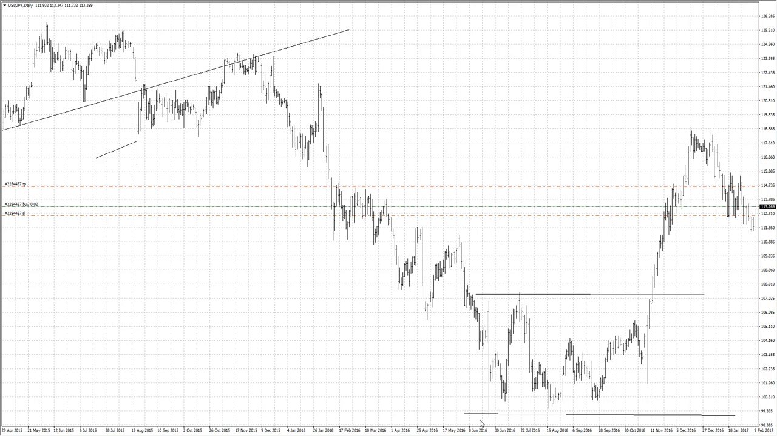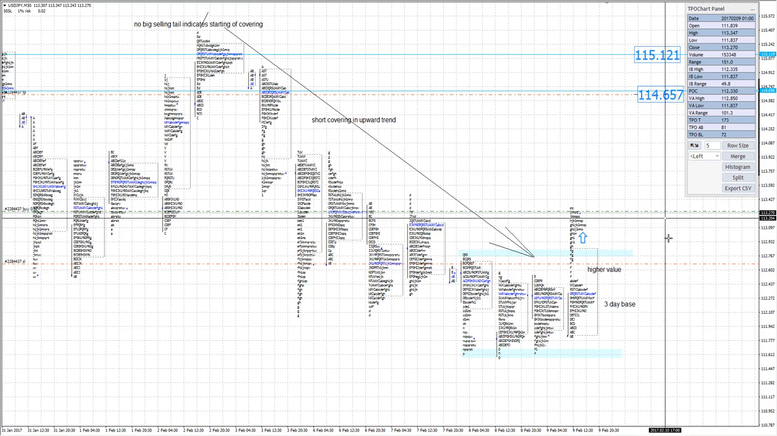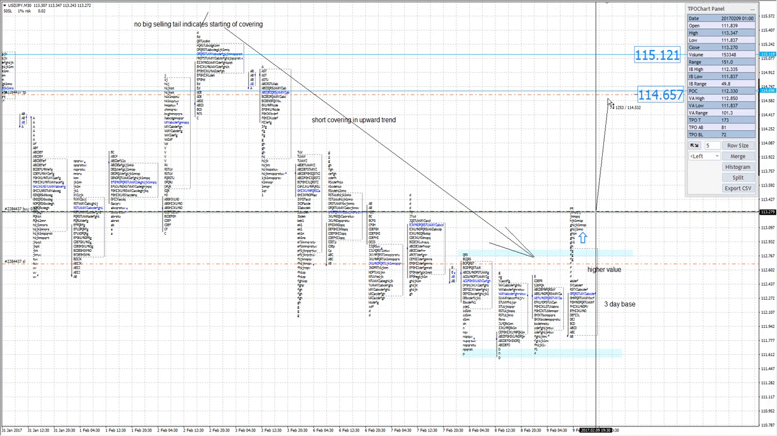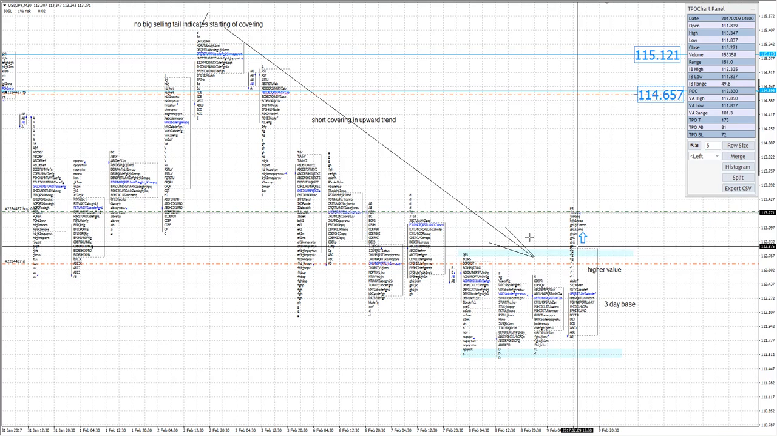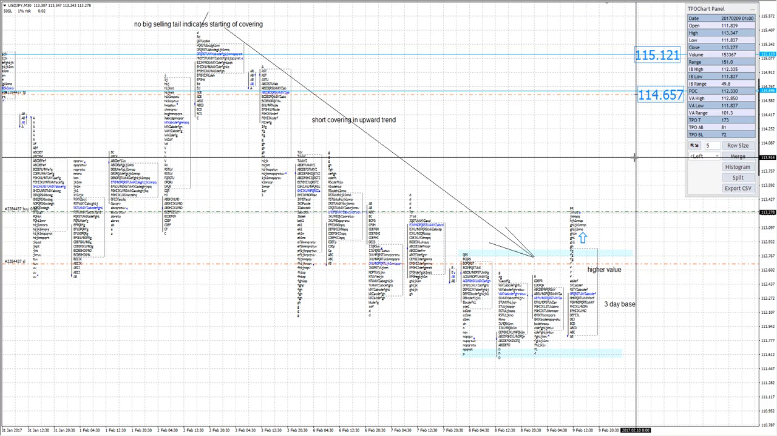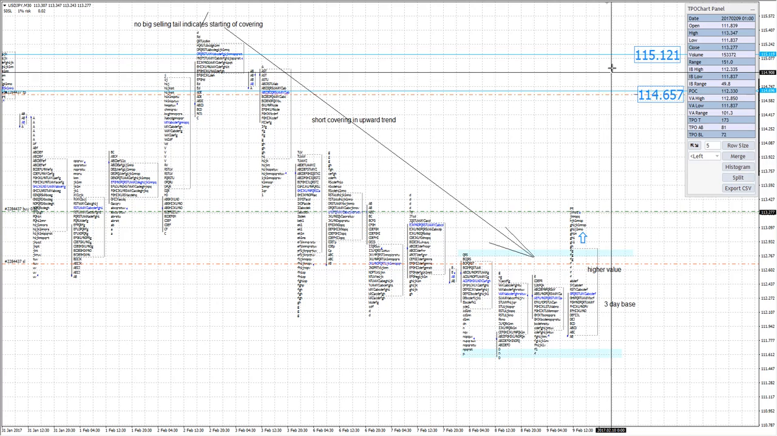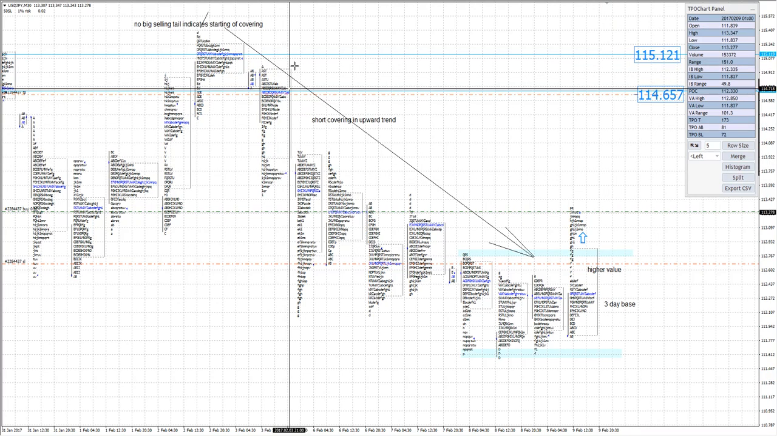Okay, now let's go to our profile chart. According to the profile chart, these two points of control are not tested, right? This is a point of control, this is a point of control, they were not tested. In my opinion, they will probably visit this in the next period. I don't know when that can happen, but I'm aiming at the near future, so maybe in a few days, or maybe even in one day, who knows.